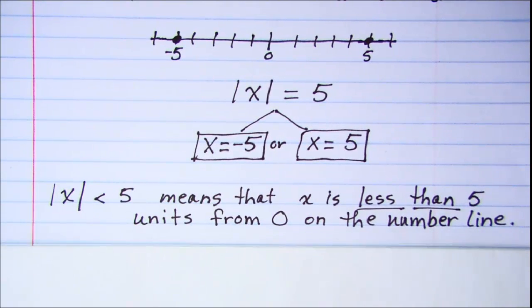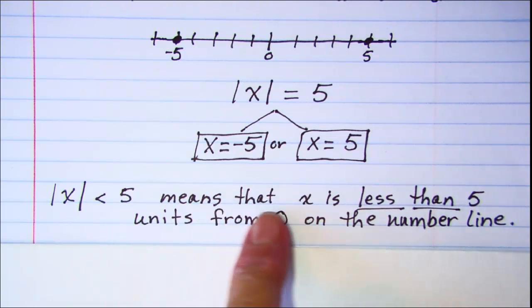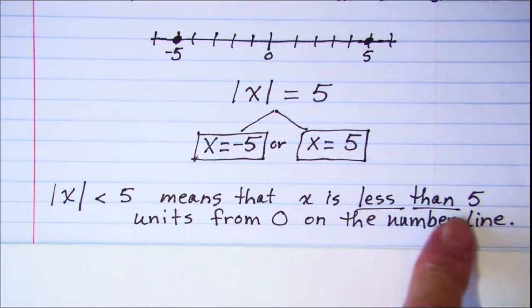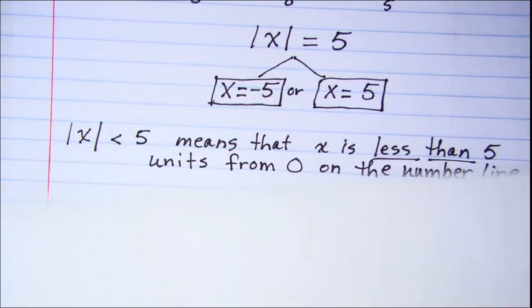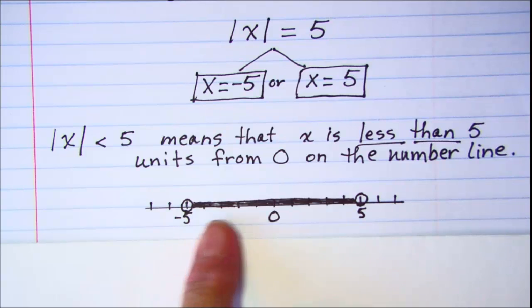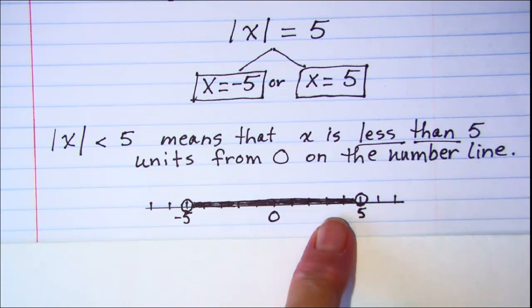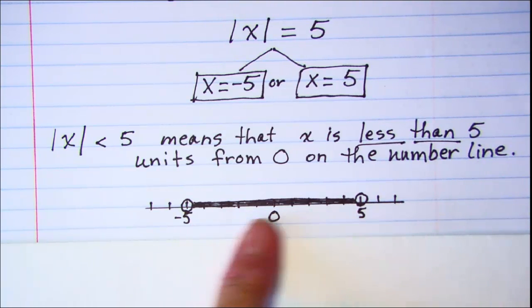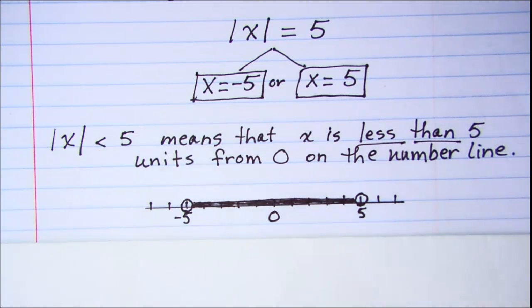Now for the inequality absolute value of x is less than 5, that means that x is less than 5 units from 0 on the number line. So again, we'll need to consider both the positive 5, which is 5 units to the right of 0, and the negative 5, which is 5 units to the left of 0. So if we want x to be less than 5 units away from 0, then any number in this interval will be a solution to this inequality.